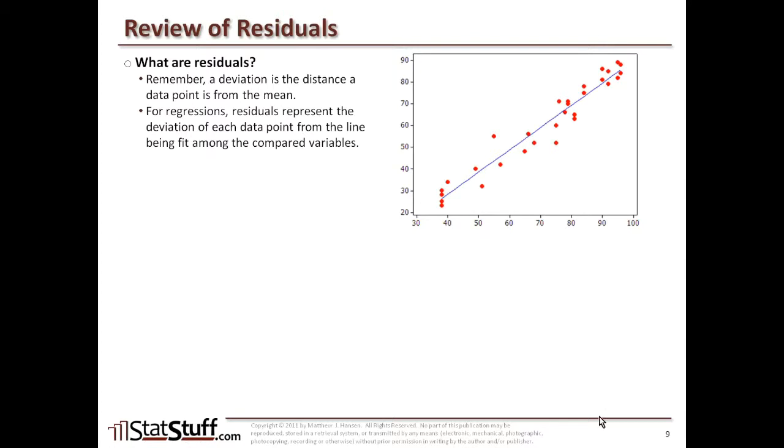So in this example, if we have a plot like this, and we have the line that's fit between them, we would say that the residuals measure the deviation of the fitted line. So it's looking at the distance the data points are from the line, and that's what would represent the residuals, how far apart they are from the line that's being fit.